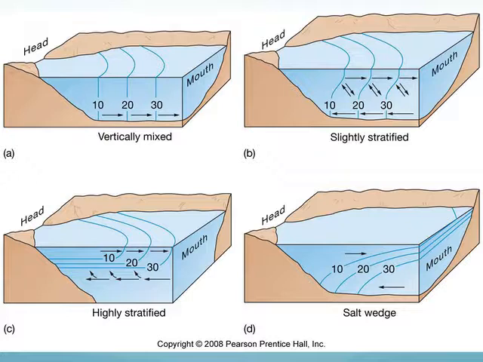And then D is your salt wedge. So with your salt wedge, the river at the head is flowing much faster than the ocean. So you will have more fresh water in the estuary than ocean water.